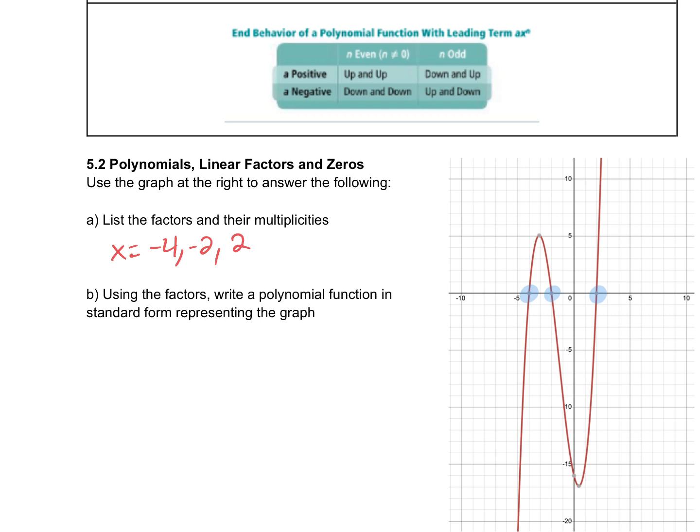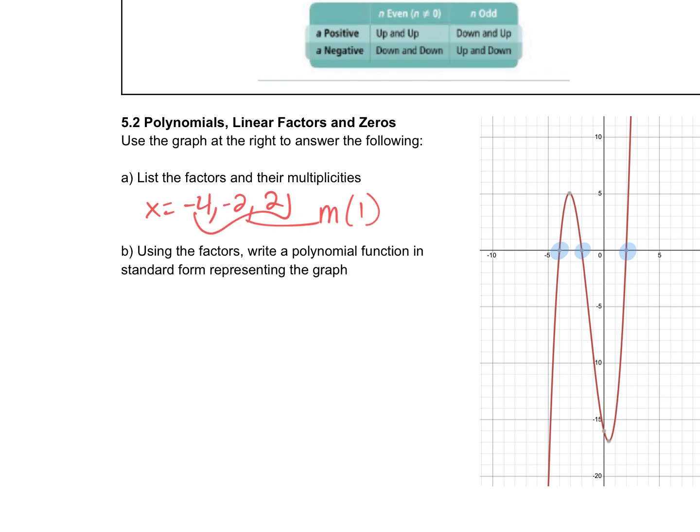Okay, so are there any multiplicities other than 1? The answer is no, because none of those intercepts, the line always goes through the intercepts. They don't bounce at that point. So the multiplicity is 1 for all 3 of these.